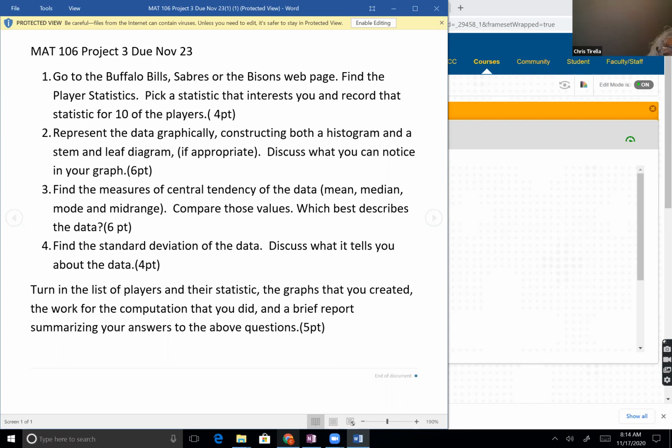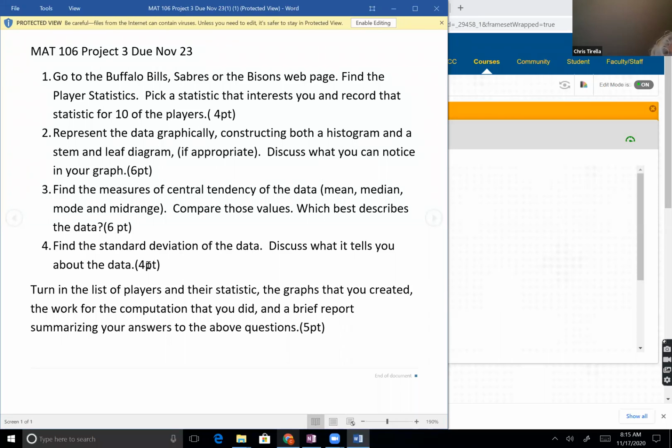Coming up with your data set is 4 points. Then representing it graphically, you need to make a histogram and you need to make a stem and leaf diagram. Those are worth 6 points. Then you're going to find the measures of central tendency, the mean, median, mode, and mid-range. Those are worth 6 points. You're going to compare them and say which one you think better describes your data. Then you're going to find the standard deviation and tell what that means.